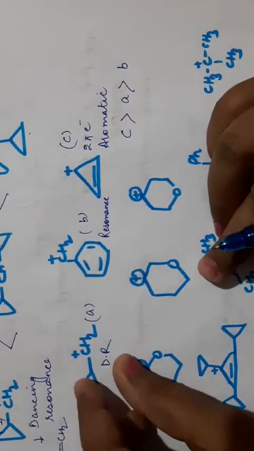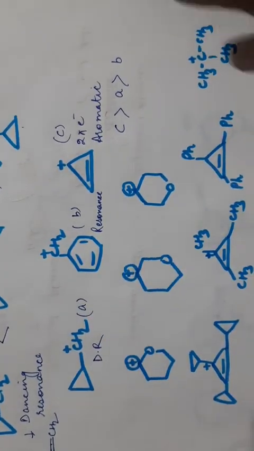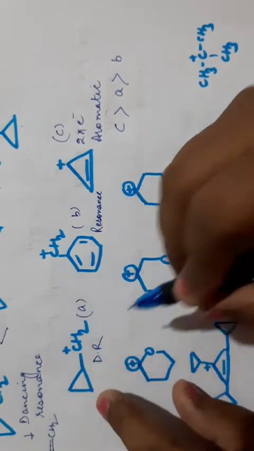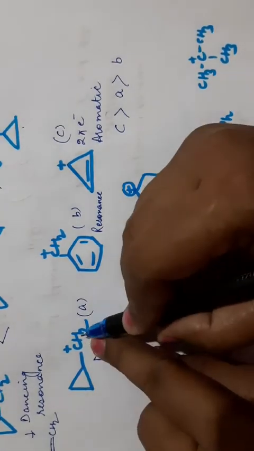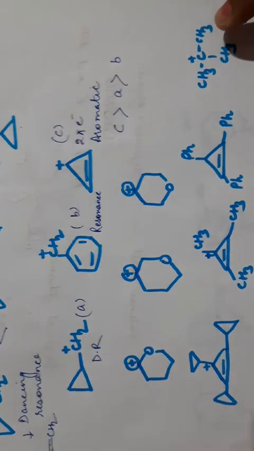Dancing resonance makes it more stable as compared to benzyl carbocation, because the shifting of sigma electrons reduces the positive charge more effectively.